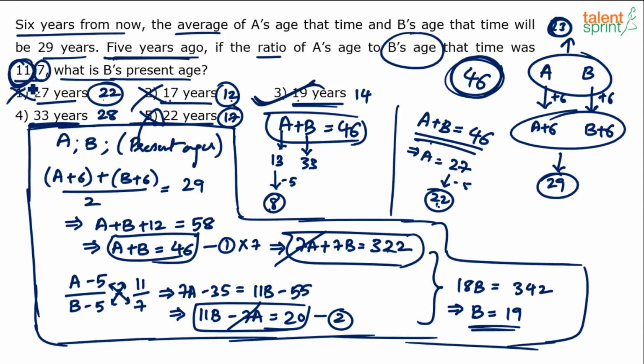Is 8 a multiple of 11? No. I know that 5 years ago, A's age was a multiple of 11. If I go back 5 years, A's age becomes 8. Is 8 a multiple of 11? No. Hence option 4 also is the wrong answer.